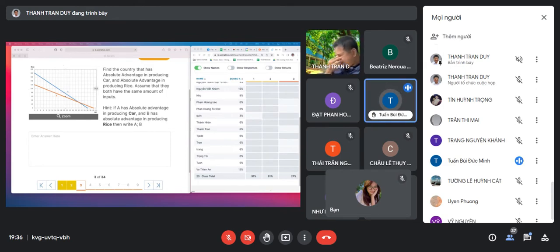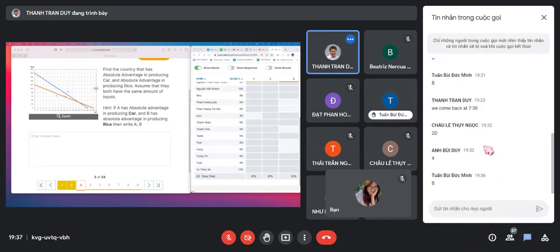Because when we compare the maximum productivity of cars between the two countries, country B... Sorry, that's not productivity. That is the total output we can produce, not productivity. Productivity means output per input. In this case, based on the diagram, we cannot find the productivity.